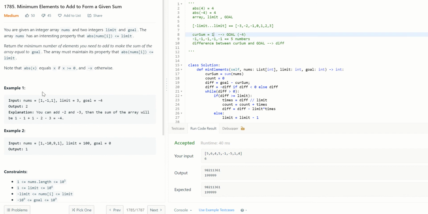So your current sum is 1. You know how we got it, right? Just add all the elements in nums. That is the current sum. But our intention is to transform this current sum to the goal, which is minus 4. So keep on adding negative 1s. If you add 5 times negative 1: 1 minus 1 is 0, minus 1 is minus 1, minus 1 is minus 2, minus 1 is minus 3, minus 1 is minus 4. So you are essentially adding 5 numbers to make it the goal, right?